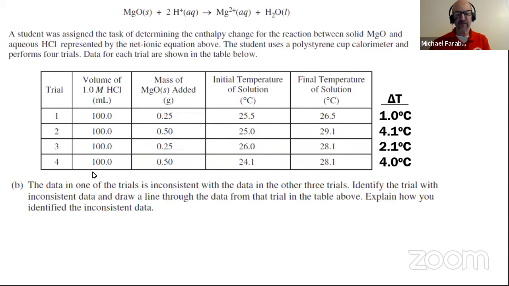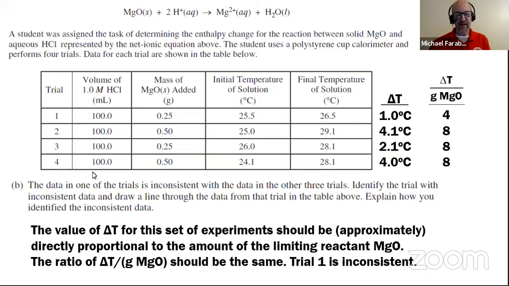Now something else we can do is calculate the ratio of delta T to the amount of magnesium oxide in grams. The ratio of delta T to grams of magnesium oxide would be 1 divided by 0.25, so that's 4. 4 divided by 0.5 is 8. And we realize as we go down this list that it's trial 1 that is inconsistent, because this ratio of delta T to grams of magnesium oxide should be the same in all 4 trials. So we have now eliminated trial 1 on the basis of that ratio being different than the other 3.